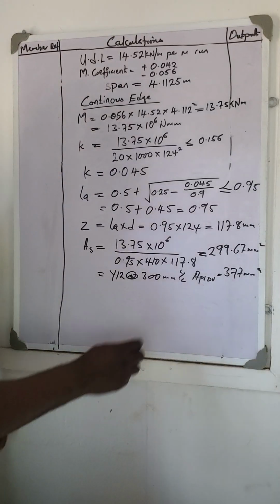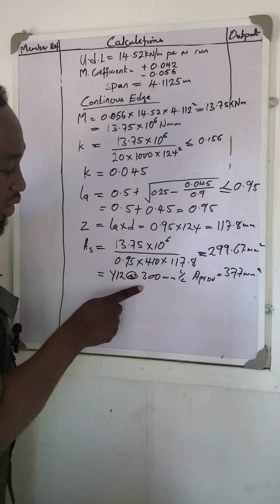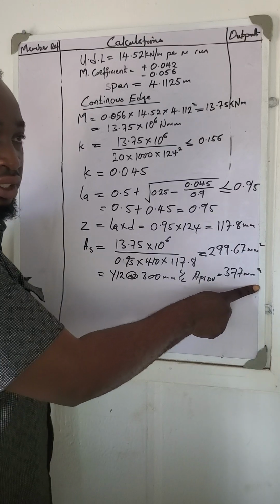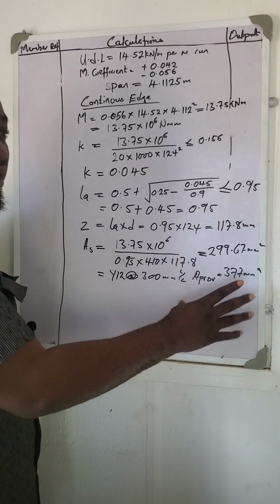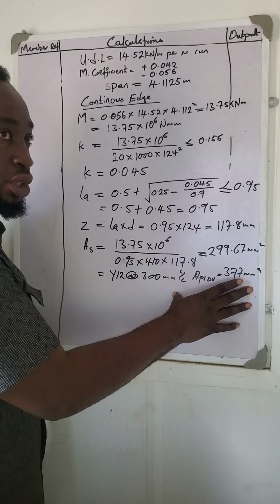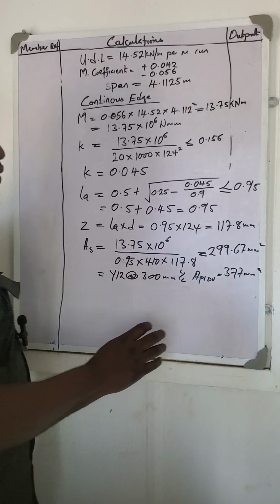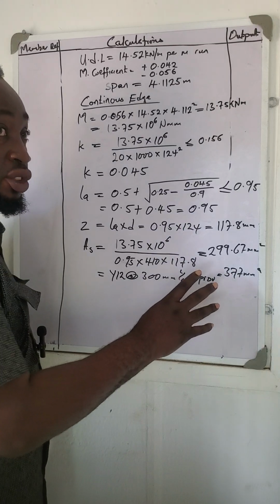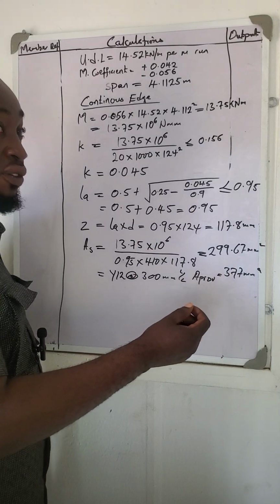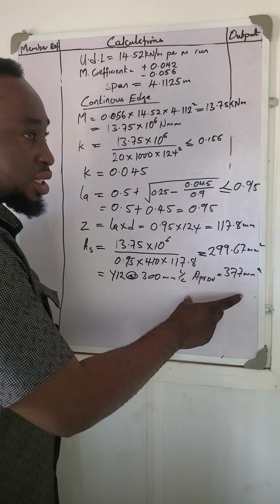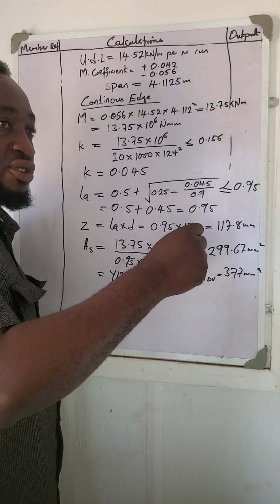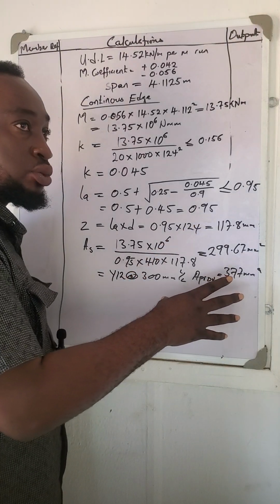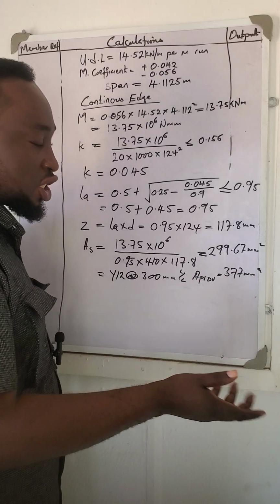So I cannot provide 12 mm at 300 center to center here. Under standard setting, this is what you're supposed to do, because one of the objectives of design is to reduce cost. The factor of safety shouldn't be too high, otherwise the cost of actually constructing that building becomes too expensive with no advantage.